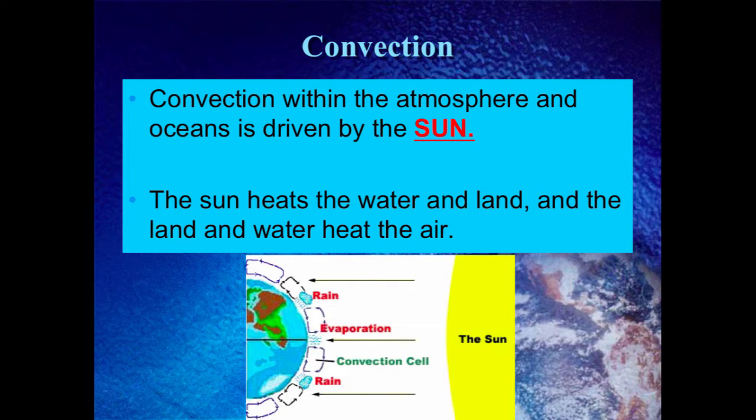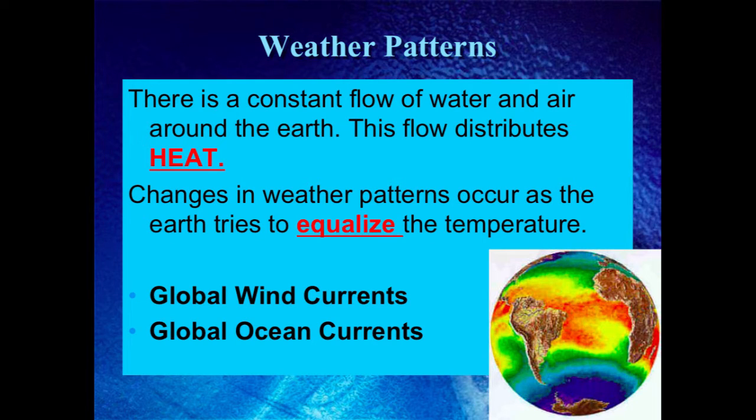So convection within the atmosphere and the ocean is driven by the sun. The sun is the heat source that is going to drive convection. The sun heats up the water and the land, and the water and land heat up the air. So this unequal heating is what's going to lead to it. So there's a constant flow of water and air around the earth, and this flow is to distribute heat. The reason why we have wind and the reason why we have ocean currents is because the earth is always trying to equalize the temperature.